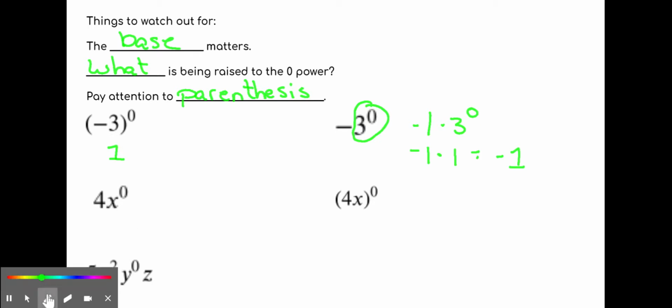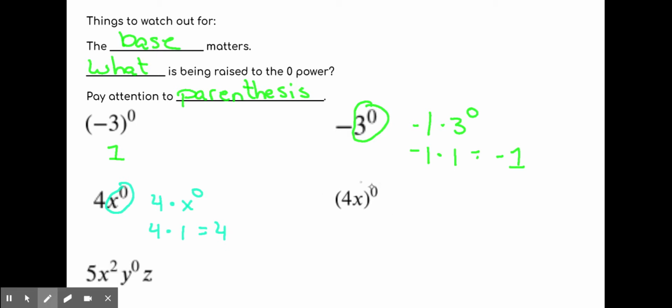Okay, so now let's look at this one. 4x to the zero power. So there's no parentheses. This 0 belongs to whatever's right underneath it. So the only thing raised to the zero power is x. This is really 4 times x to the 0. So this is 4 times x to the 0 is 1, and 4 times 1 is 4.